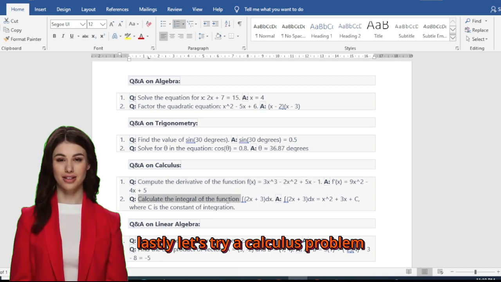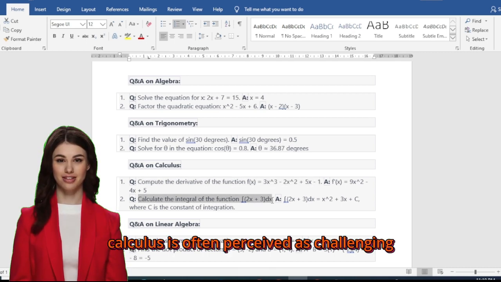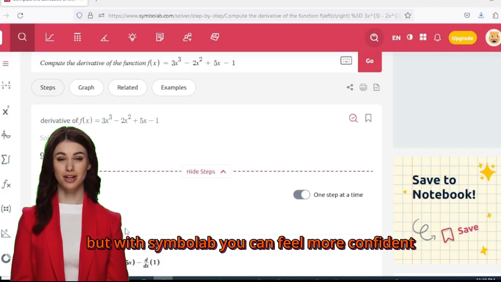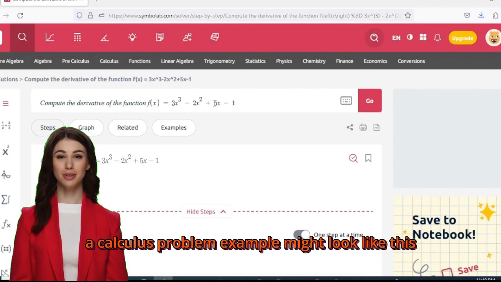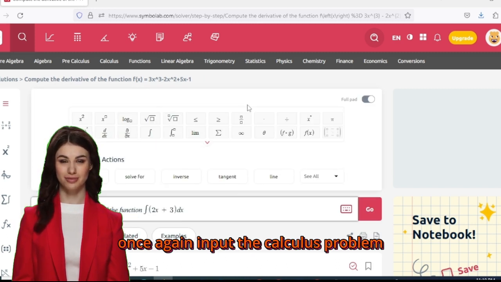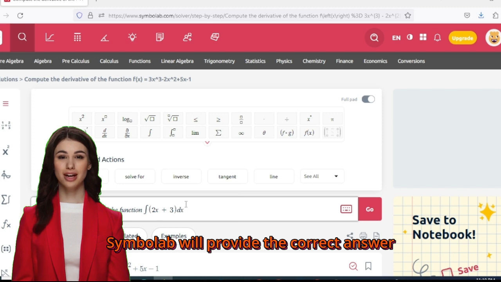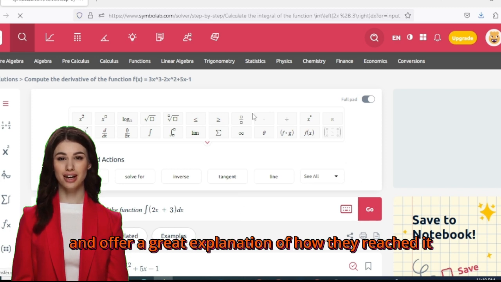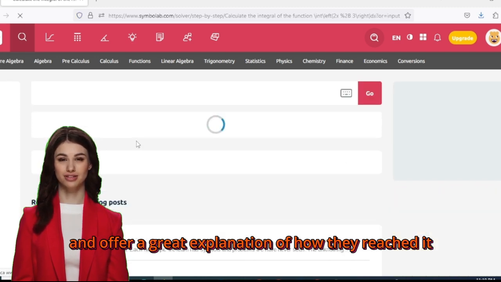Lastly, let's try a calculus problem. Calculus is often perceived as challenging, but with Symbolab, you can feel more confident. A calculus problem example might look like this. Once again, input the calculus problem. Symbolab will provide the correct answer and offer a great explanation of how they reached it.